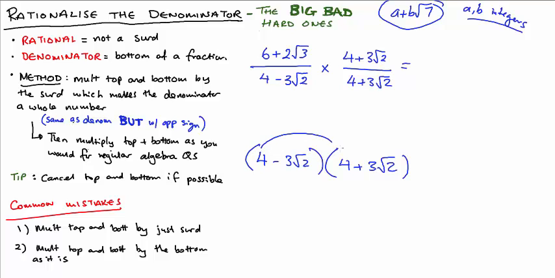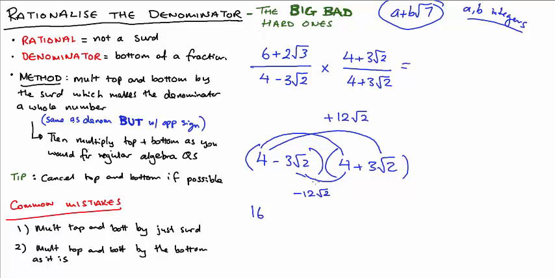Alright, so this one is always just going to give you whatever that is. So that's going to be 16. Now this one, notice this one gives you plus 12 root 2. And notice how this one gives you minus 12 root 2. Every single time they cancel. When you make the brackets exactly the same but you change the sign, every single time it cancels.